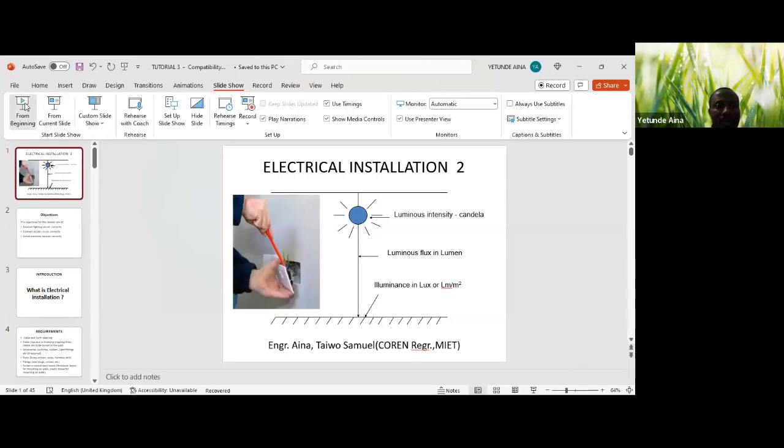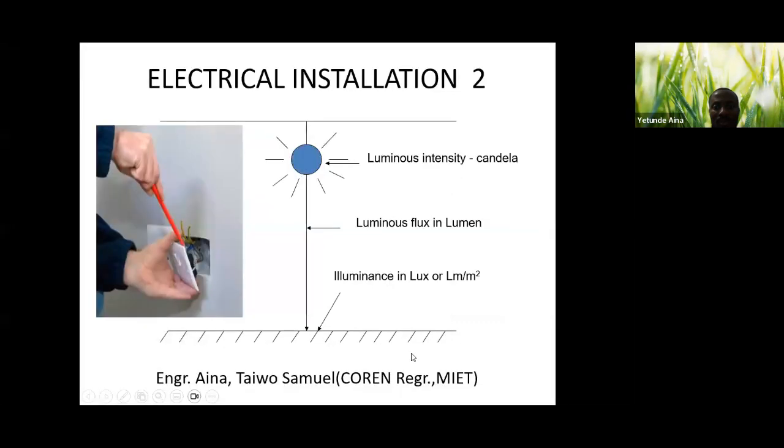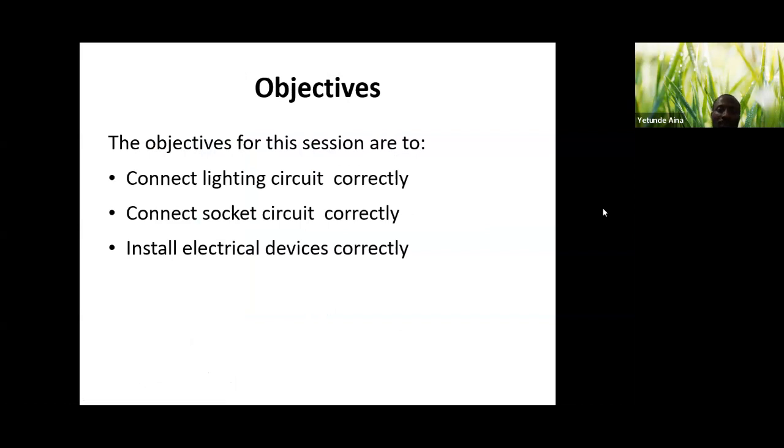This lecture we'll be looking at the second part of electrical installation. This lecture will cover some salient areas that have not been discussed in the first lecture. So in this second lecture, we'll be looking at how to connect lighting circuit correctly, how to connect socket circuit correctly, and how to install electrical devices correctly. So these are what we want to achieve in this second lecture of electrical and electronics installation.